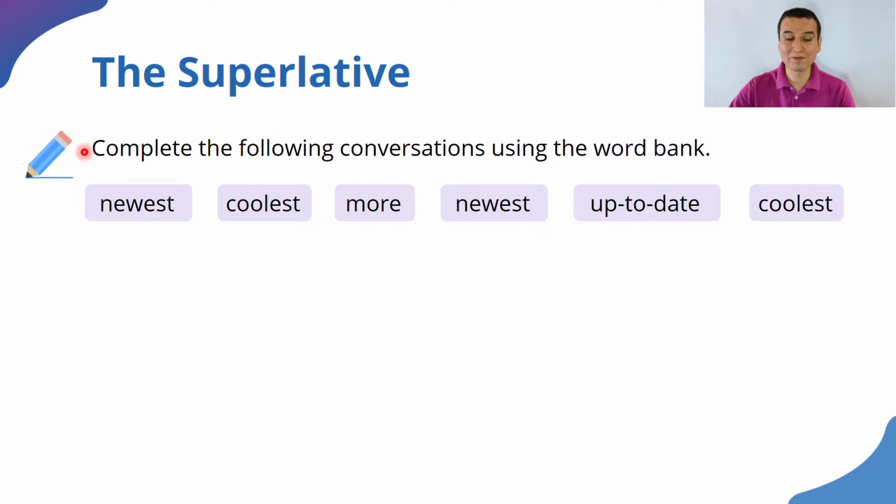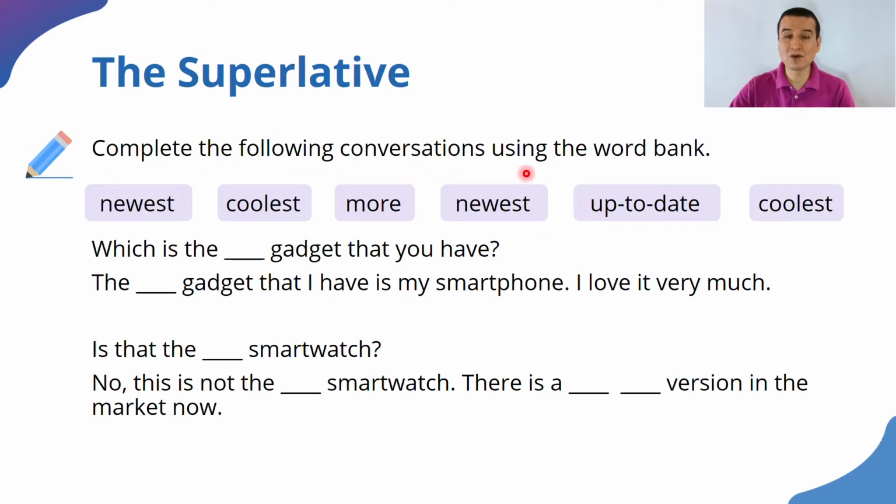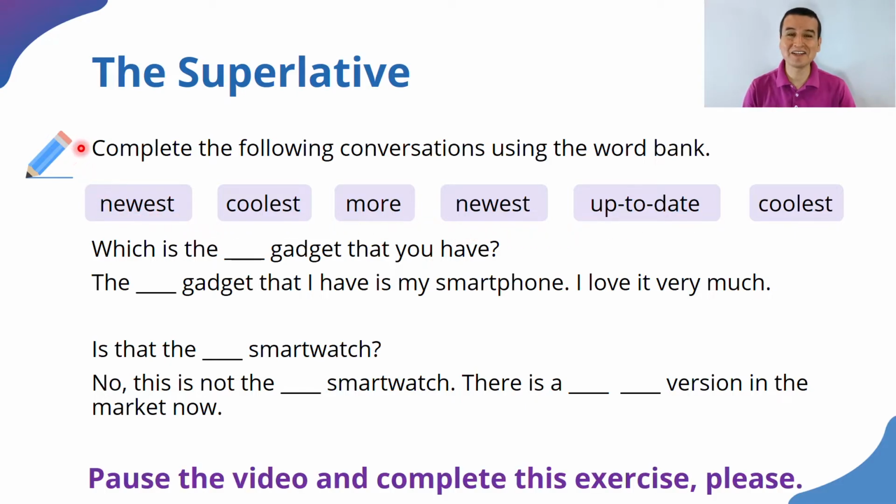Here's the first one. Complete the following conversations using the word bank. So here we have these words. We have two adjectives that have the superlative form, coolest and newest. All right, we have the word more for a comparison, and we have up to date, another adjective that we use to describe gadgets. So which goes where? Pause my video, complete the activity, and I'll show you some answers in a moment.